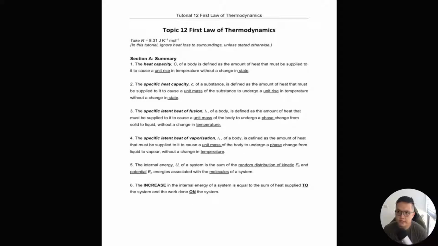Okay, we are ready to start the tutorial for topic 12, first law of thermodynamics. There are a total of 10 questions in section B. So what we will do is break it up into two sections, two separate recordings, and I'll put click points for you in the video itself so you can jump to the question that you want. I think in YouTube there's a way to set the chapters, so we use that to make it easier for you to jump between questions.